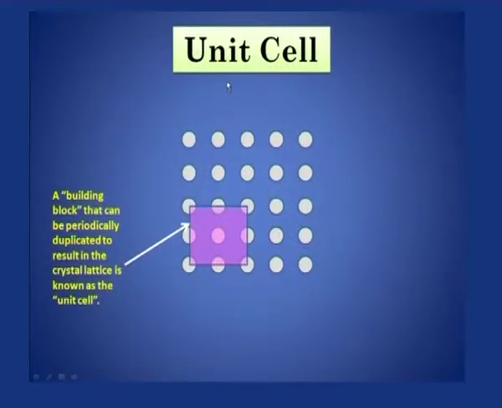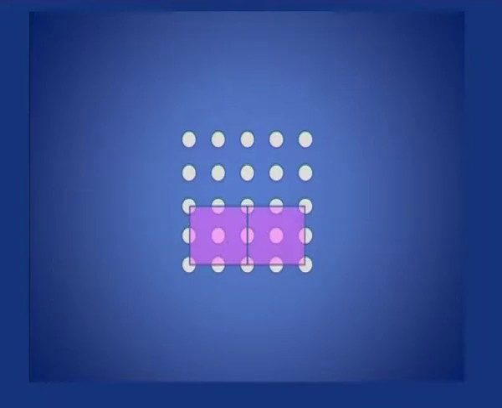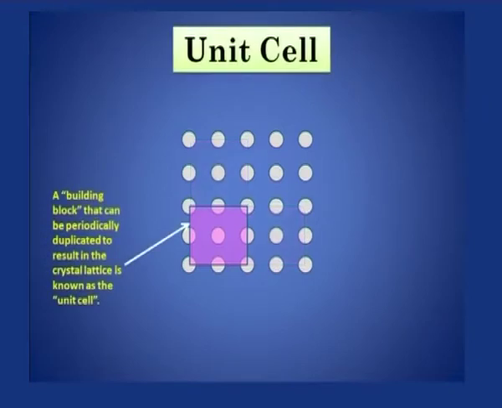Now, this is a unit cell. What is a unit cell? A building block that can be periodically duplicated to result in the crystal lattice. It is known as the unit cell. By repeatedly translating this, I should be able to obtain the entire lattice. That is what I am doing: by repeatedly translating this, I am able to get the entire lattice. This is a bigger crystal, and this one is the fundamental building block. It is a compound unit cell.